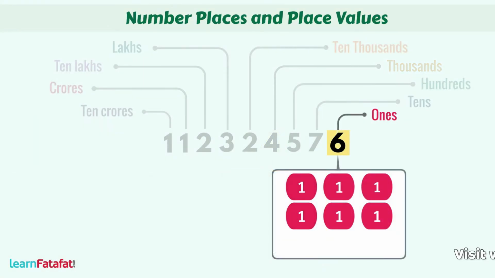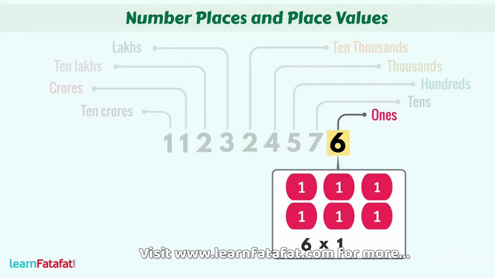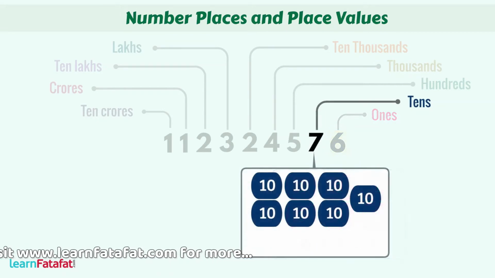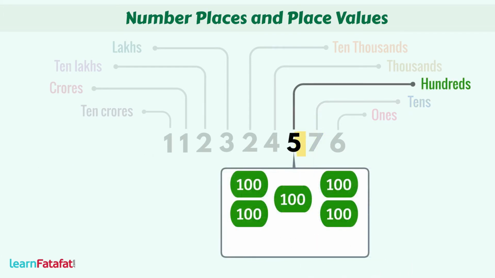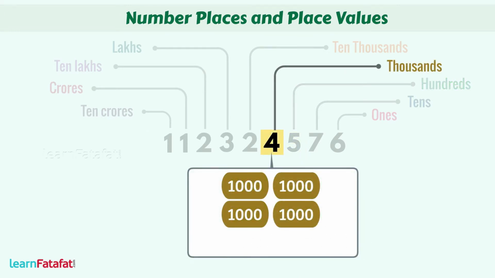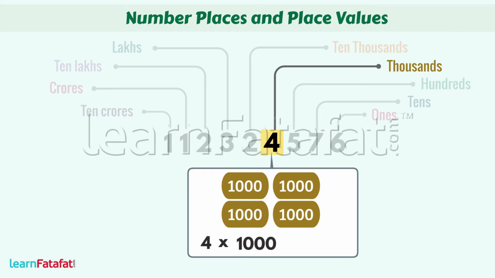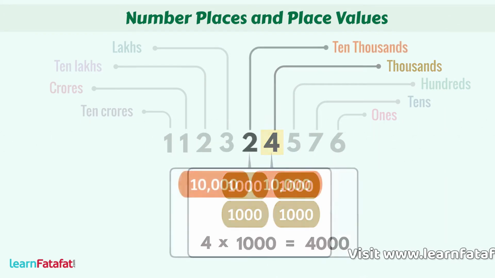So, value of 6 at ones place is 6 multiplied by 1, which is equals to 6. Similarly, value of 7 at tens place is 7 multiplied by 10 equals to 70. Value of 5 at hundreds place is 5 multiplied by 100, which is equals to 500. Value of 4 at thousands place is 4 multiplied by 1000, which is equals to 4000.